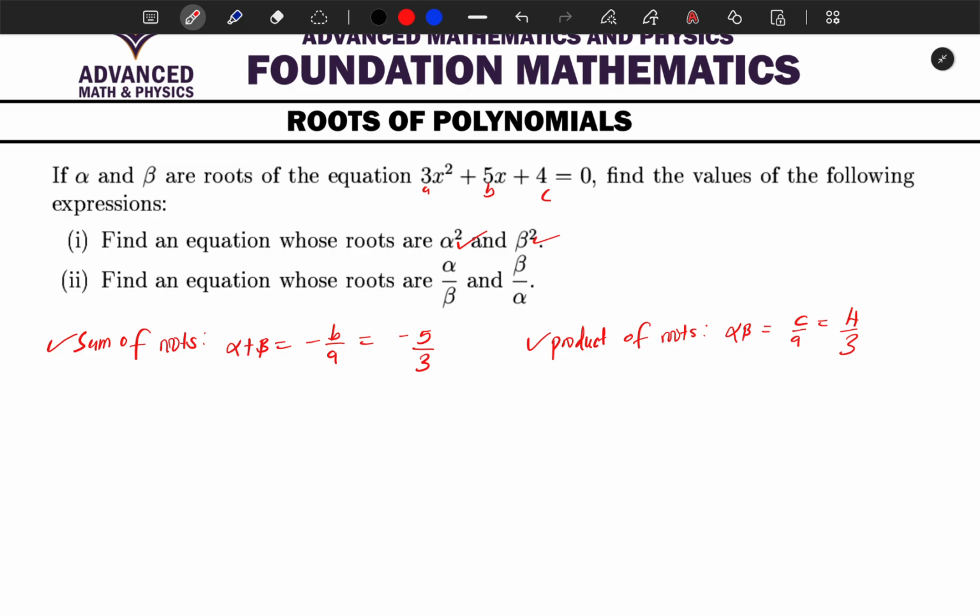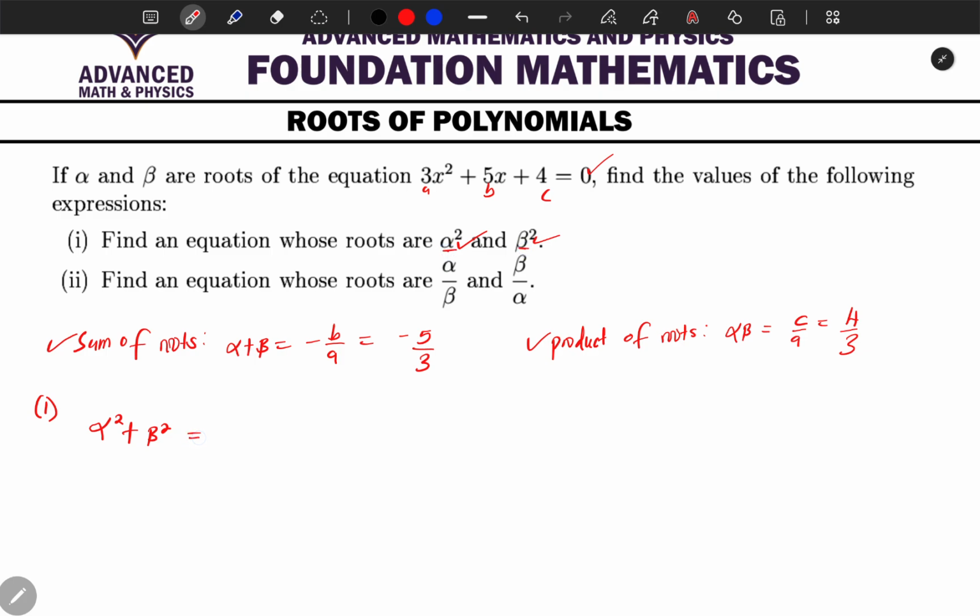So, next is part 1. We are looking for the equation of alpha squared and beta squared. All we have to do is find the sum of that, which we haven't yet found, by the way. So this is the sum and the product for this. But the sum and the product for the new equation will be alpha squared plus beta squared, because these are the roots.